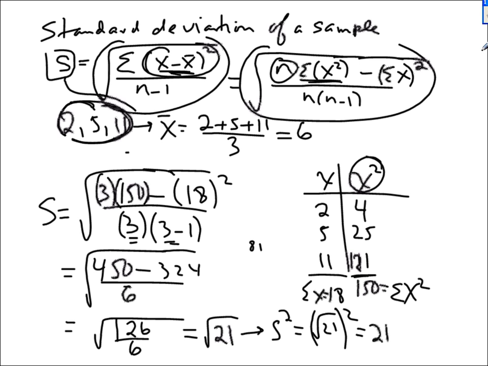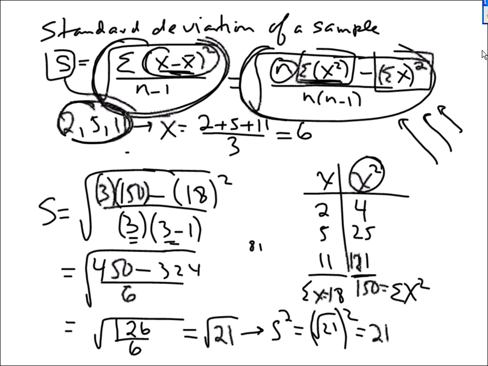Some people love this formula. They think it's easier. In fact, it is easier so long as you don't confuse this and that. If you're going to confuse those two, use the longer formula over here. If you're not going to confuse these two, then this one's much easier. All I had to do was square the x's and add them up. All I had to do was add up the x's and then square it. I didn't have to find the mean.